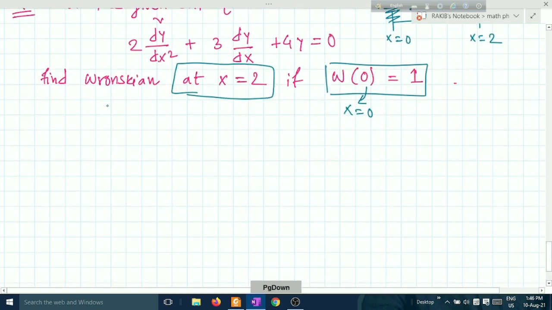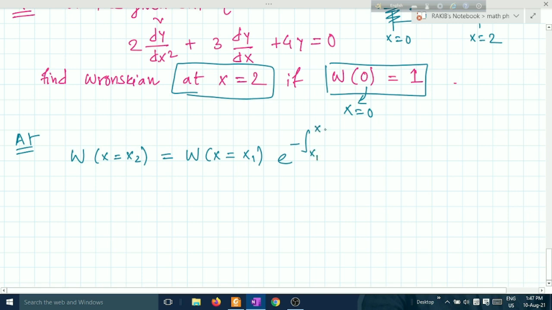Therefore, we have a direct formula. If you do not know the formula, you will not be able to perform this, because most of the topics of Wronskian are not carefully taken in colleges or universities. They used to skip this, like probability. The Wronskian at x equals x2 is equal to the Wronskian at x equals x1 times e to the power minus the integral from x1 to x2 of a1(x) by a2(x) dx. Let me check this. Sorry, there will be a1 here, a1(x) by a2(x).